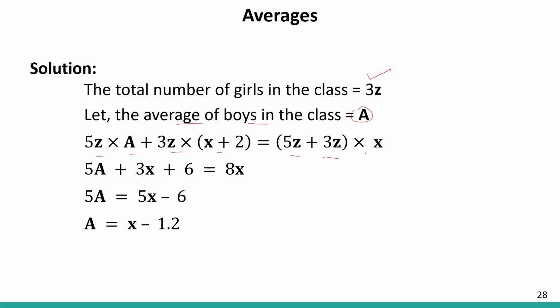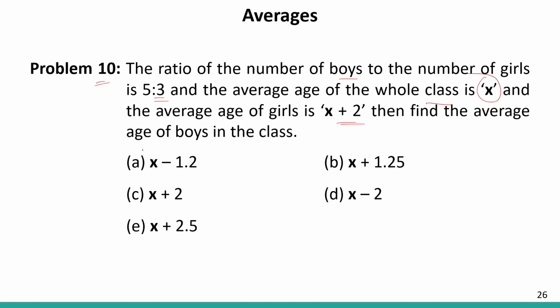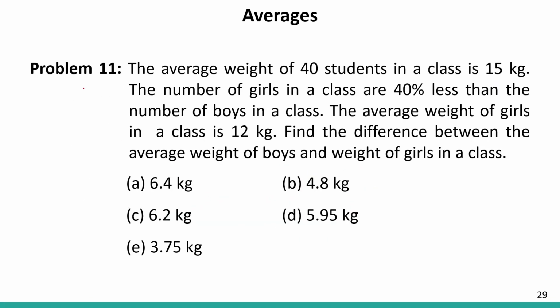So converting this word problem, what we are left with is 5a is equal to 5x minus 6. So a is equal to x minus 1.2, because this implies that a is equal to what? 5x by 5 minus 6 by 5. Okay. So this will be 1.2, right? So x minus 1.2 is the correct answer. So among all these options, this is the correct one. These are all wrong options right here. Okay. Let's go forward with problem number 11.